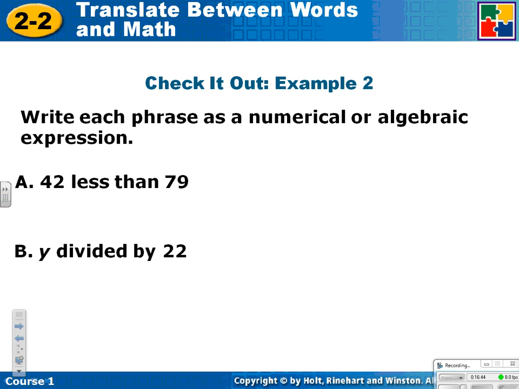Come up here. I know your brain's hurting. You don't understand this? Okay, you see less than. What do you think that means? Okay, so our operation is subtraction. And then we got our two numbers. We have 42 and 79. Which one do you think goes first? Good. Very good. You do understand this. You did just fine.